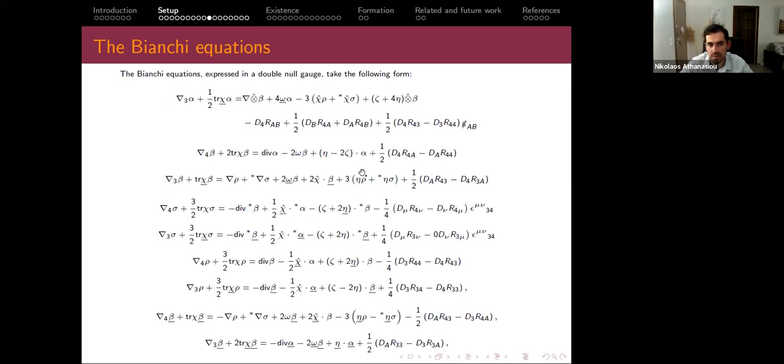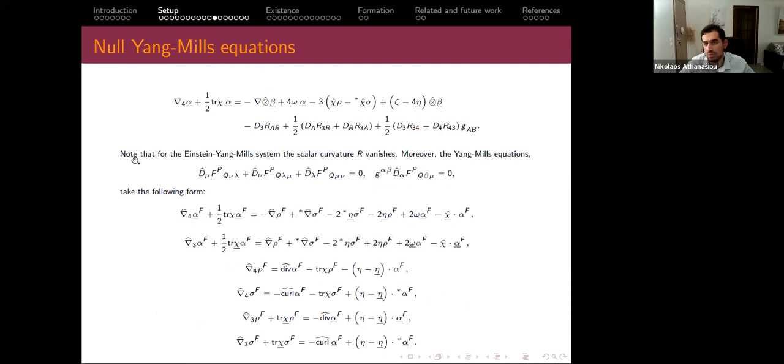Now, for the Einstein-Yang-Mills system, let me note that the scalar curvature vanishes, and hence you can say that R_μν equals T_μν, etc. But the Yang-Mills equations themselves, this is the Bianchi identity for the curvature form and the Yang-Mills equations, take the following form, where everything you see with a hat is the gauge covariant derivative, projected now to the horizontal direction.